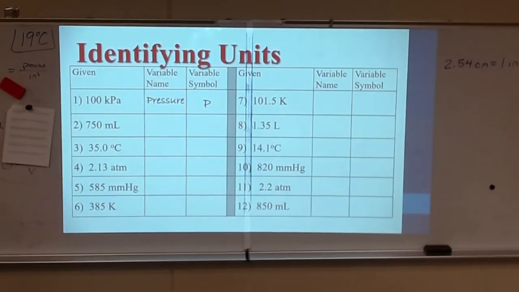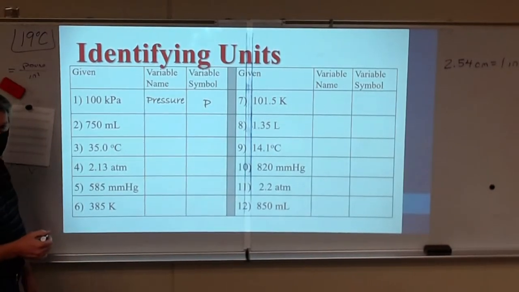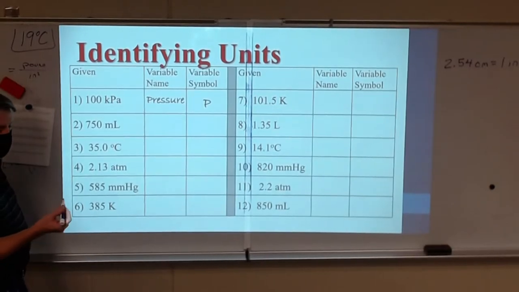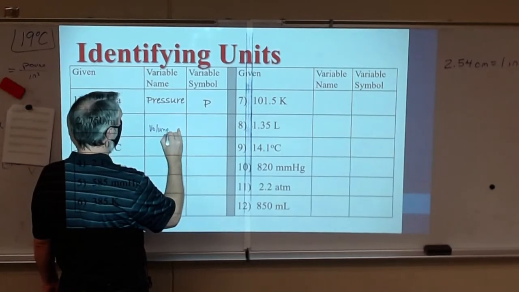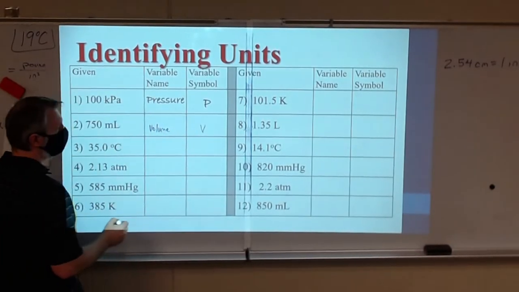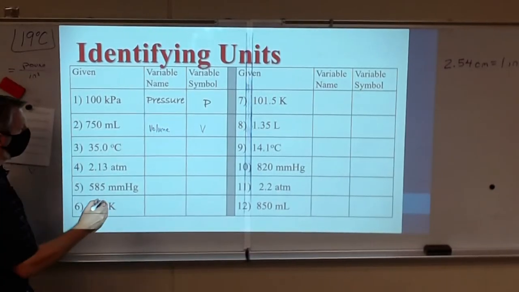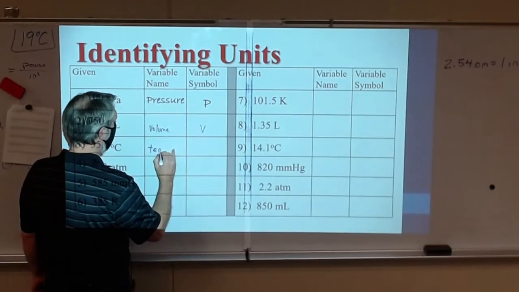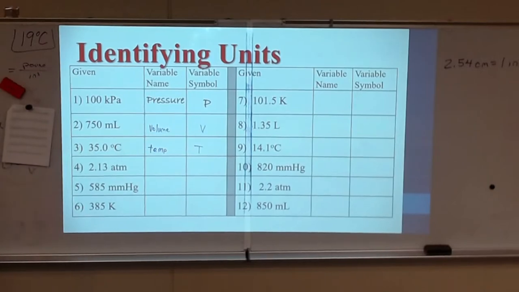So you should have this table in there. 750 milliliters, what am I measuring? Volume, right? Milliliters is a unit of volume. And that's going to be V. 35 degrees Celsius is measuring what? Temperature, and that variable is what? That's a T, right? So I want you all to do the rest of them.